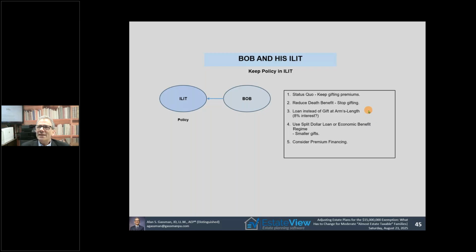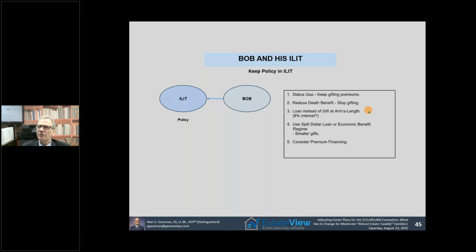Or he could just reduce the death benefit on that ILIT. Let's say it's a $5 million policy with a $1 million cash value. The cash value would support a $4 million policy. Reduce the death benefit by $1 million. It's now a $4 million policy. Don't worry about it. That might be the best thing to do, but if it's a whole life policy, he may lose a lot of cash value by not making the premium payments. So you have to run the numbers.